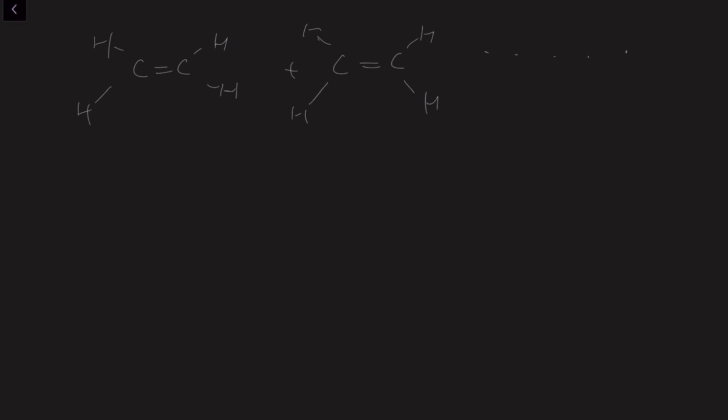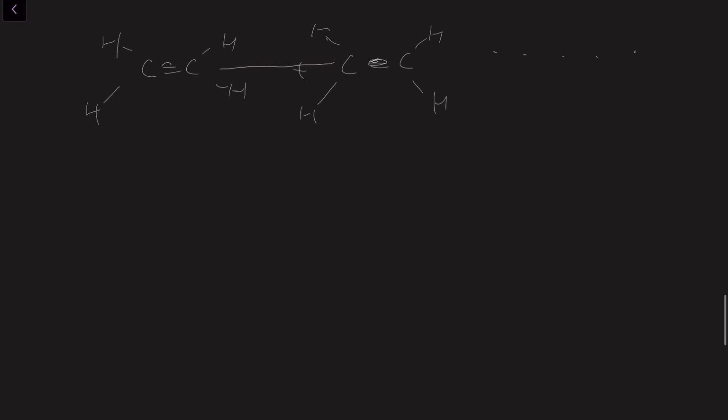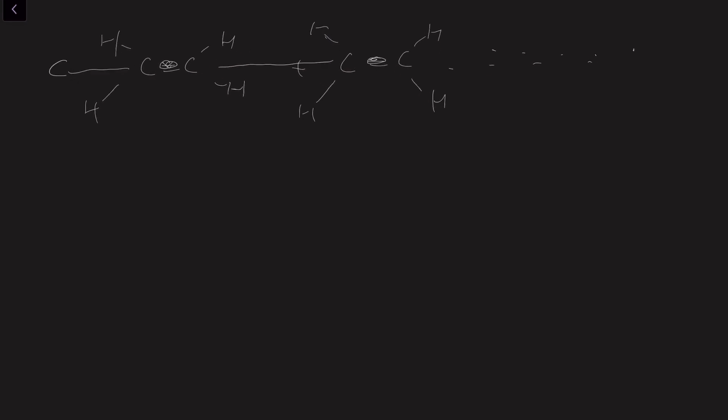So essentially what happens is the carbon-to-carbon double bond gets broken. So we form a new bond between the two adjacent carbon atoms. And similarly, this double bond forms another link with the adjacent carbon atoms. So this can go on forever with a catalyst to break those bonds.